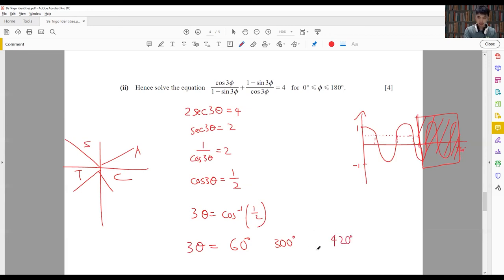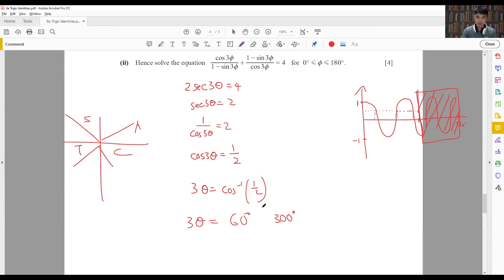But I don't know this yet if I did not plot the graph. Let's just say I find these two answers first. Theta is actually equal to 60 divided by 3, 20 degrees. Then the second one would be 300 divided by 3, 100 degrees. And as you can see here, this will be 20 degrees. This will be 100 degrees.